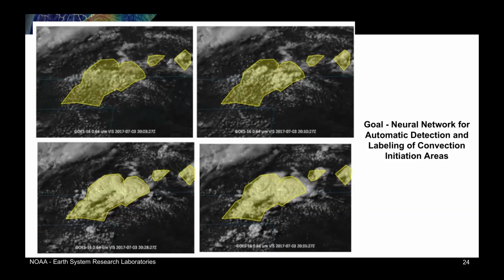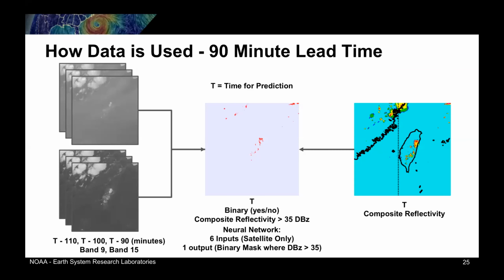So what does this look like for generating our labels? I'm going to step to slide 25 now. In this particular case, we are trying to get a 90-minute lead time. What this means is that our T is the current time, and we use data from the satellite up to 90 minutes prior. So we are including temporal information in our convolutional layers by using multiple time steps in those different channels.